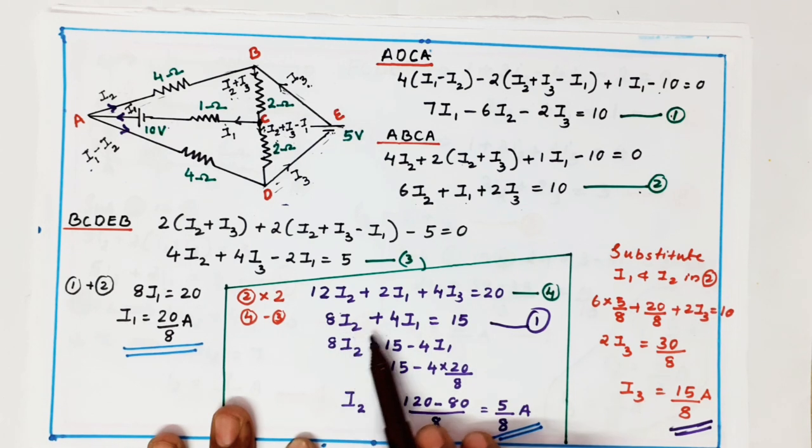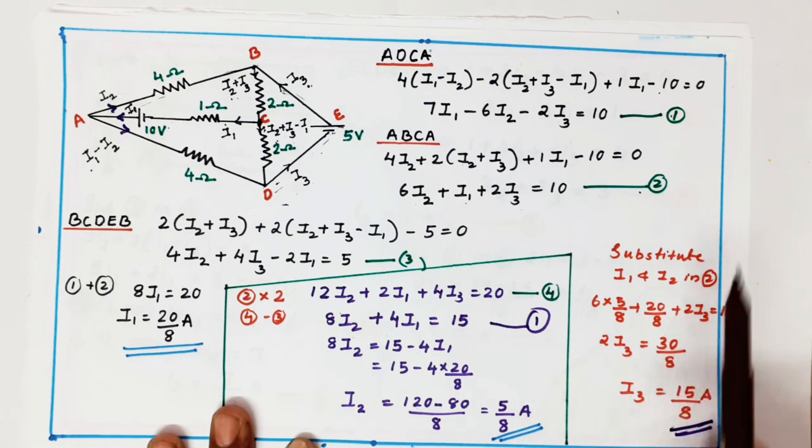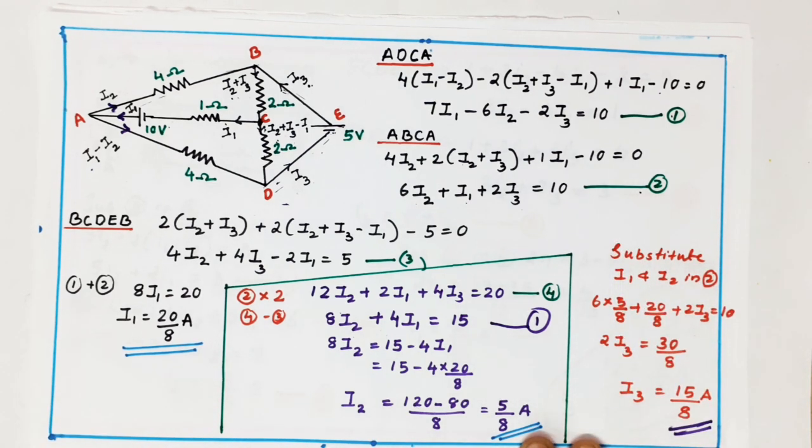I'll get 8 I2 plus 4 I1 equal 15. 8 I2 equal 15 minus 4 I1. 15 minus 4 into 20 by 8. 120 minus 80 by 8. That is 5 by 8 ampere. After getting I1 and I2, I substituted I1 and I2 in equation number 2. I'll get I3 equal 15 by 8 ampere.